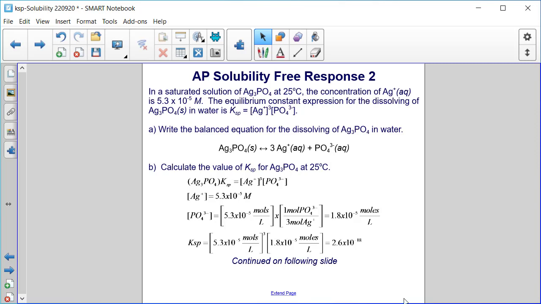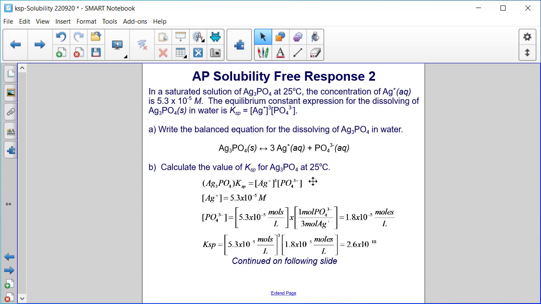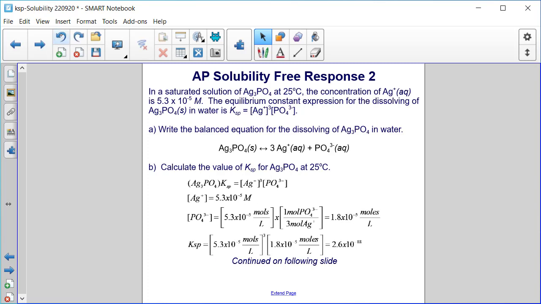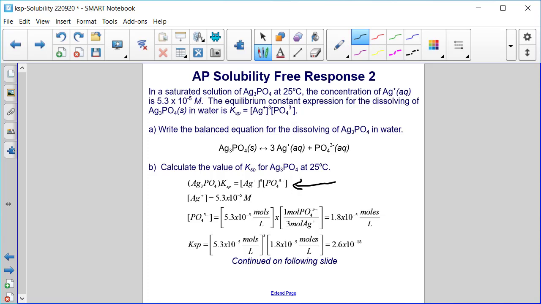Part B, calculate the value of Ksp for silver phosphate at 25 degrees C. So we can start with the given Ksp expression here. And we're told that the concentration of the silver ion in the solution is 5.3 times 10 to the minus 5 molar.